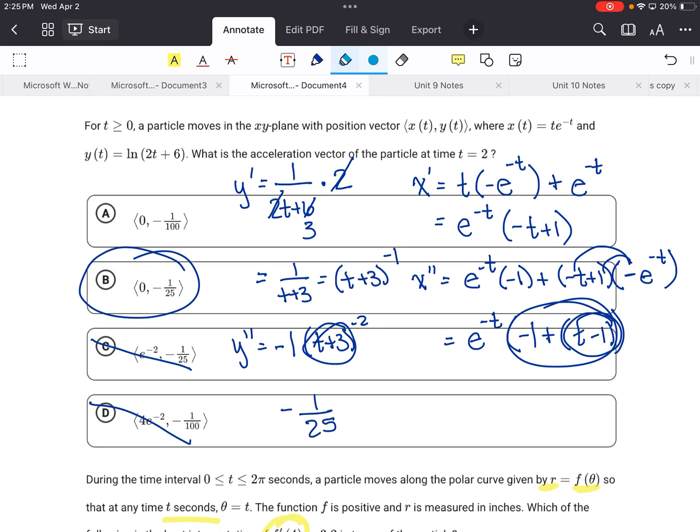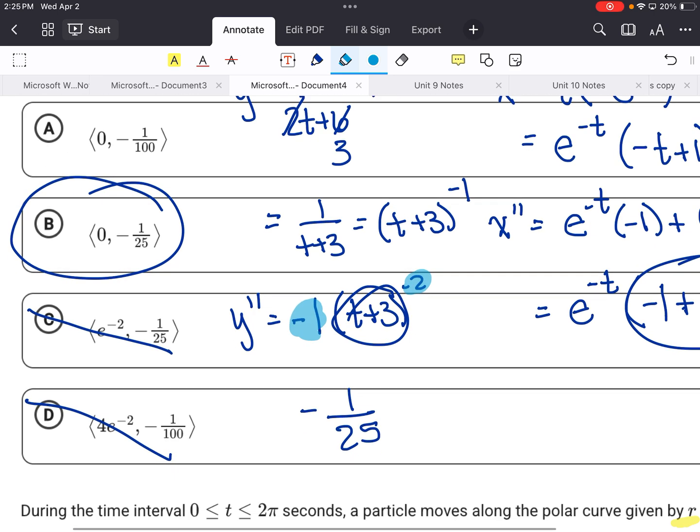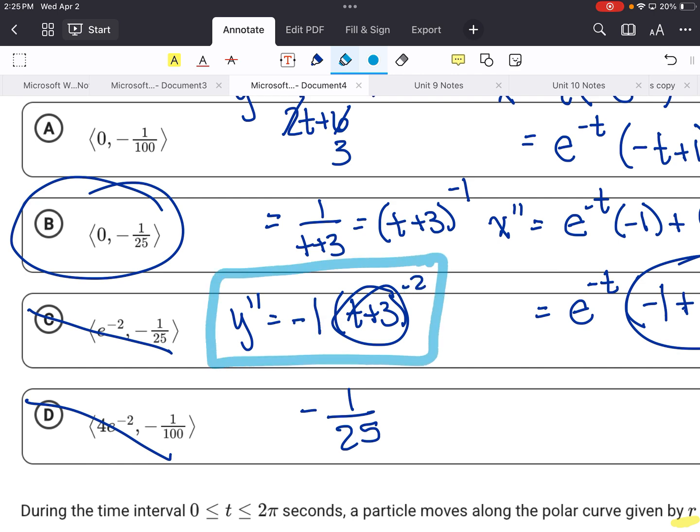So if I do the first derivative of y, derivative of natural log of something is 1 over something times the derivative of something. So I can reduce that. That's 2 over 2t plus 6. I can reduce that to 1 over t plus 3. So that equals this. Or I could rewrite that as t plus 3 to the negative 1. And then when I do its derivative, exponent times the number out front, subtract 1 from the exponent. So there's the second derivative of y.